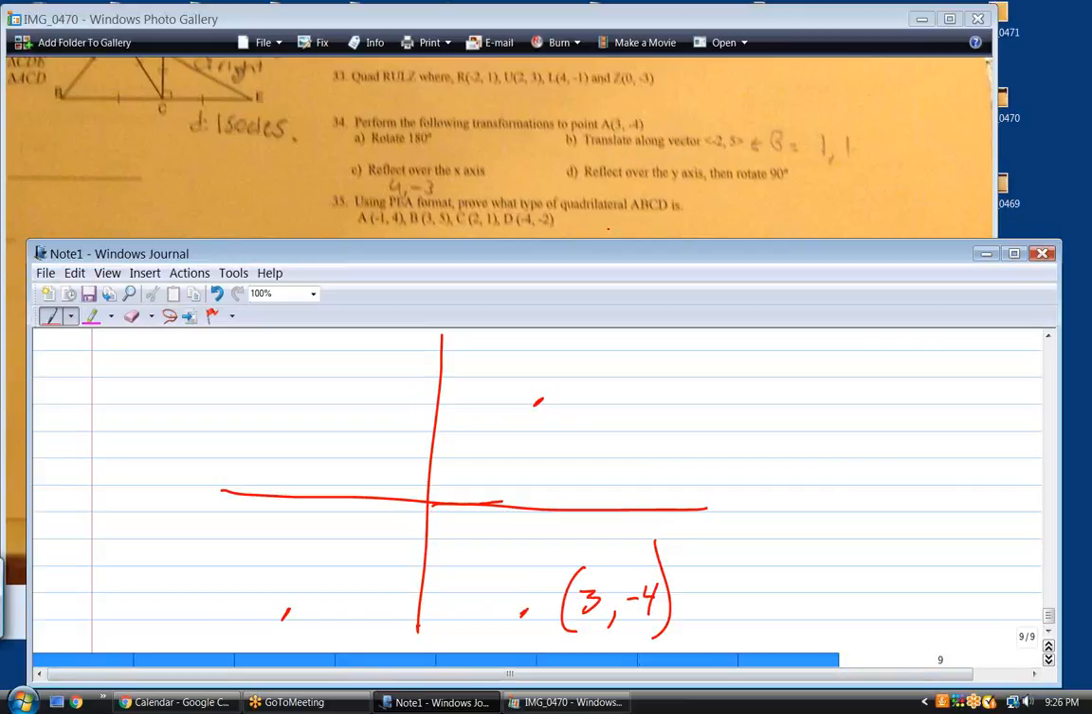Translations are easy. If I'm translating by this amount, I'm going to change the x by -2, and I'm going to change the y by +5. So I'm going to end up with 1, comma 1 if I translate it along that vector. In other words, translations are real easy. You just take that, add it to the x-coordinate, take that, add it to the y-coordinate.